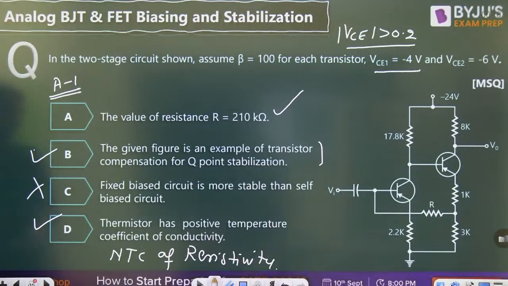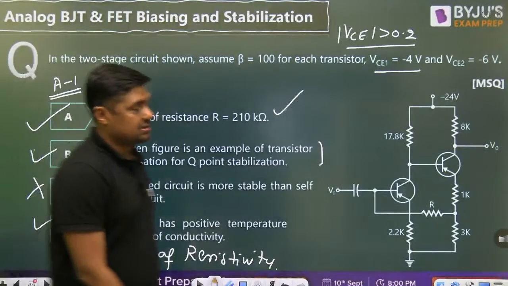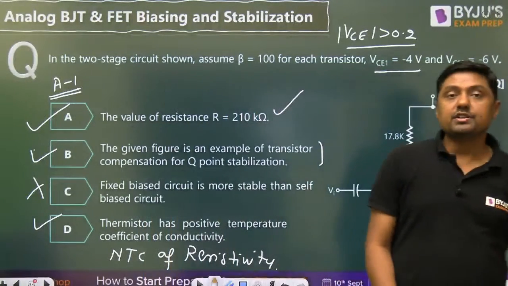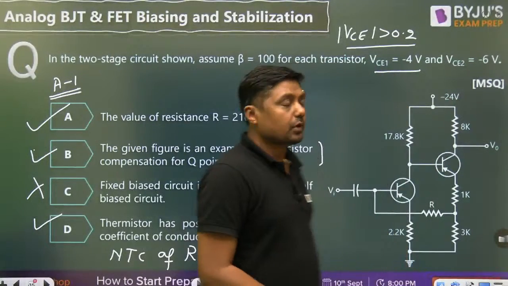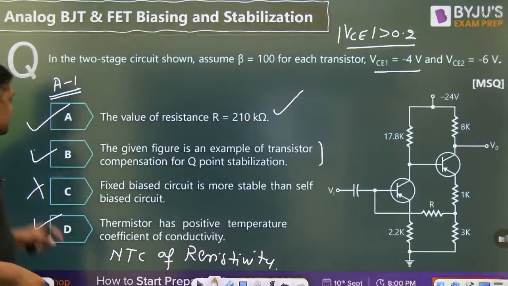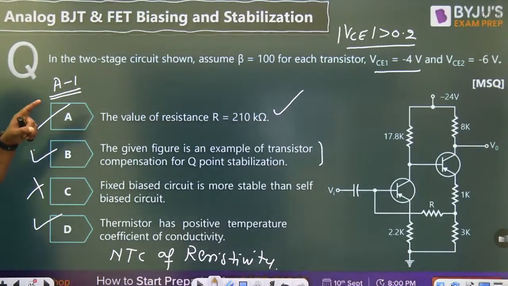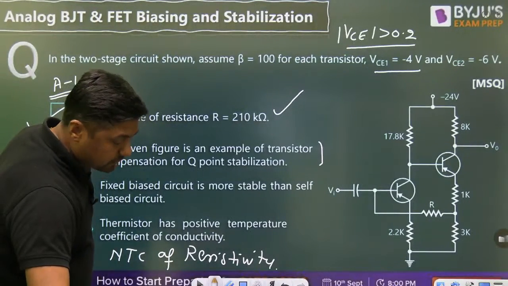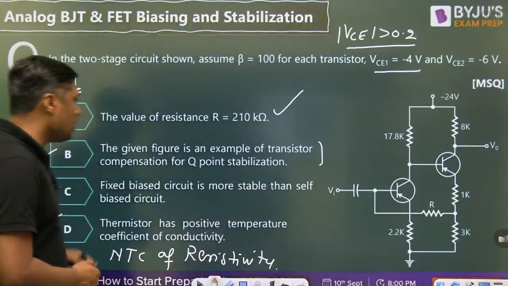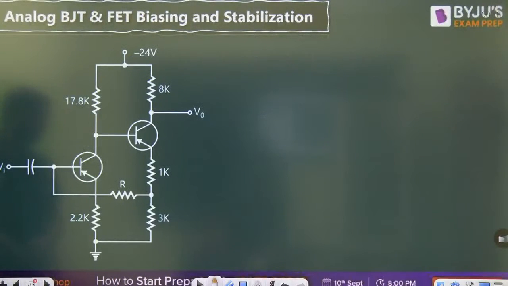Now what about this answer? That is the right answer I am giving you, but you have to calculate this. Please try to calculate this answer. Everything is given. VCE1 is given, VCE2 is given. Try to solve this question. In next class, I will give the answer.